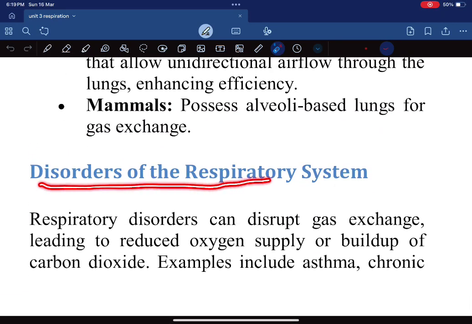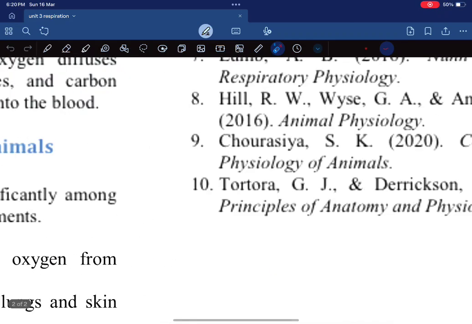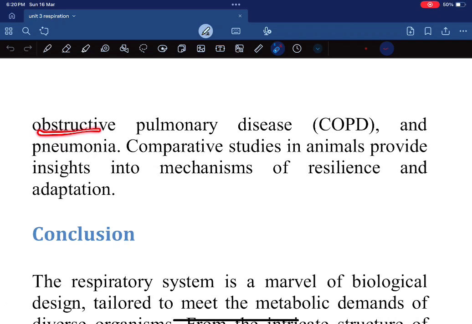Disorders of the respiratory system. Respiratory disorders can disrupt gas exchange, leading to reduced oxygen supply or buildup of carbon dioxide. Examples include asthma, chronic obstructive pulmonary disease, and pneumonia. Comparative studies in animals provide insights into mechanisms of resilience and adaptation.